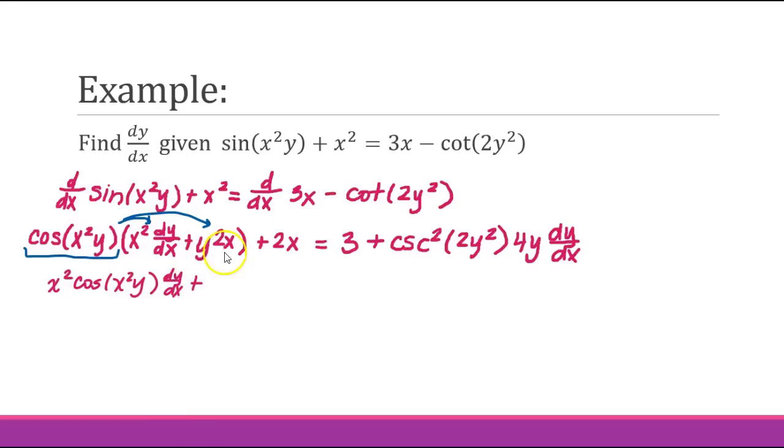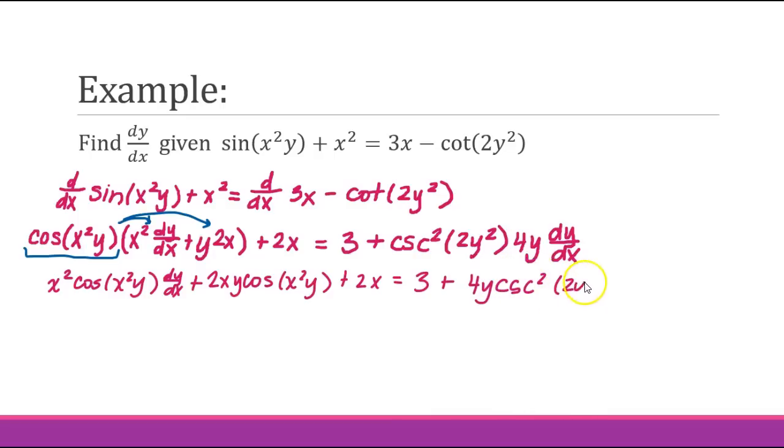And then plus this 2xy, we're just going to keep it on the outside and multiply it by cosine of x squared y plus 2x, so that's that 2x right there. And then this left side is fine, so we have 3 plus, I'm going to go ahead and bring that 4y to the front, cosecant squared of 2y squared dy dx.